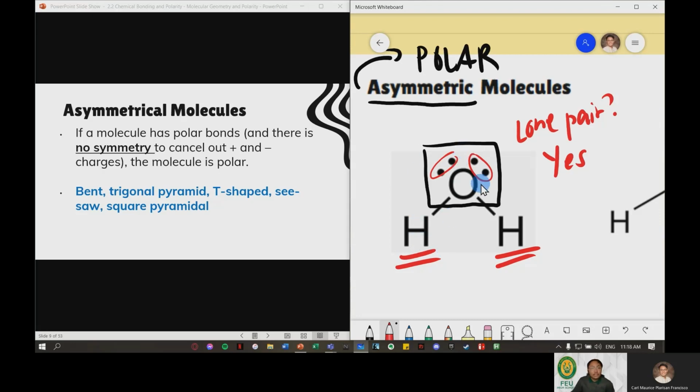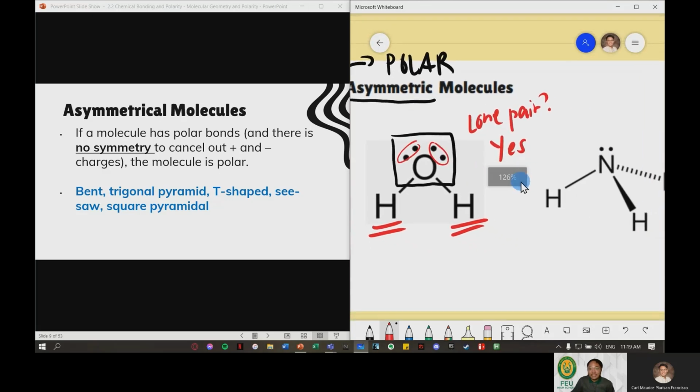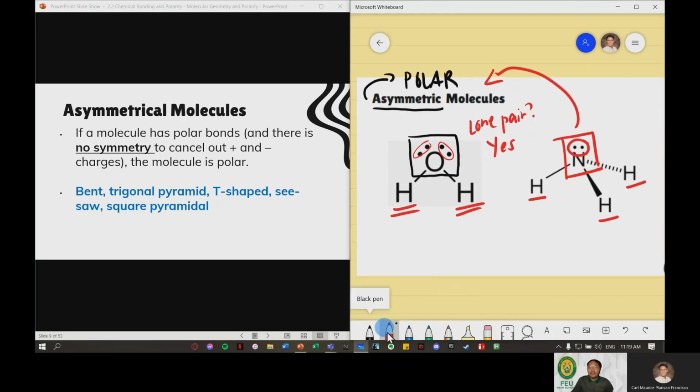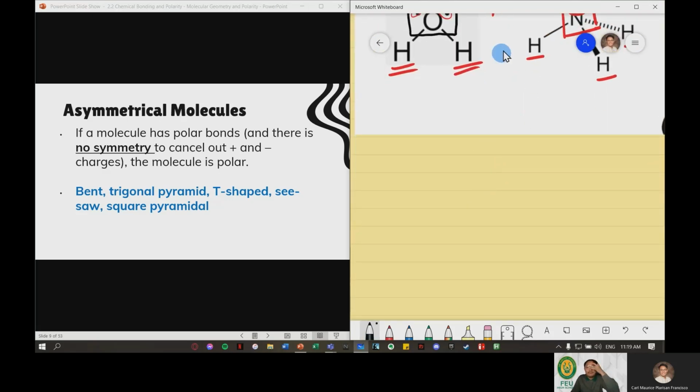If one of the two conditions is not met, lone pair and sameness, being identical terminal atoms. If one of the conditions is not met, say for example in H2O, the central atom has a lone pair, this is asymmetric polar. Just like in NH3, the central atom is nitrogen, same terminal atoms, but the central atom has a lone pair. So one condition is not met, this would be asymmetric polar. Okay, so meaning to say, the moment one condition is not met, your answer would be asymmetric polar. Let me give you another example.